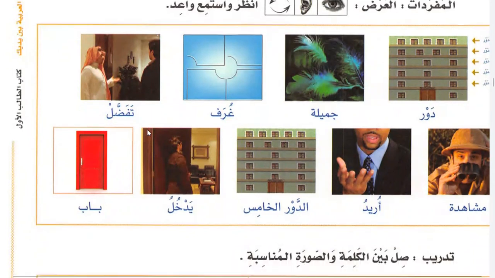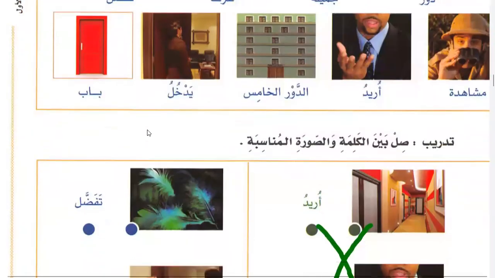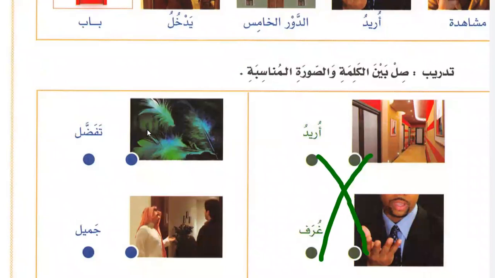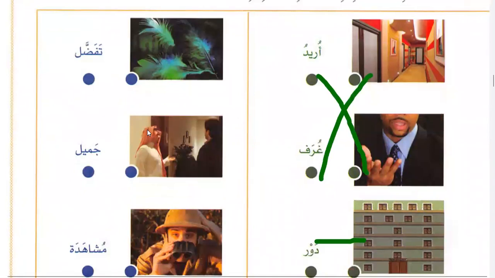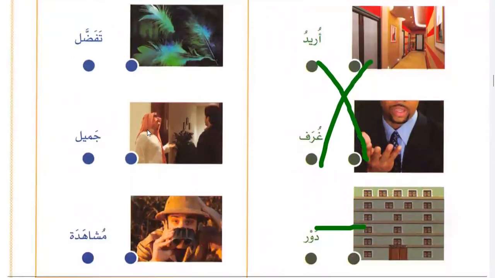To see. I need. I want. Fifth floor. He enters. Door. Join the word and the appropriate picture. So you need to join them together, okay?